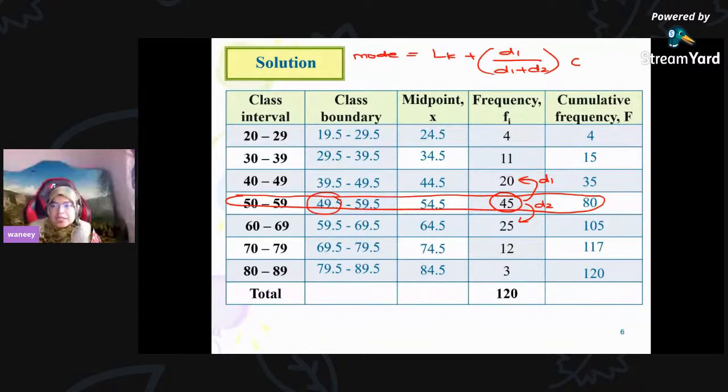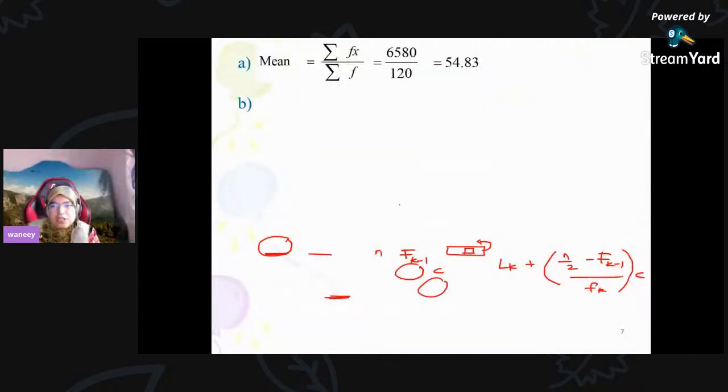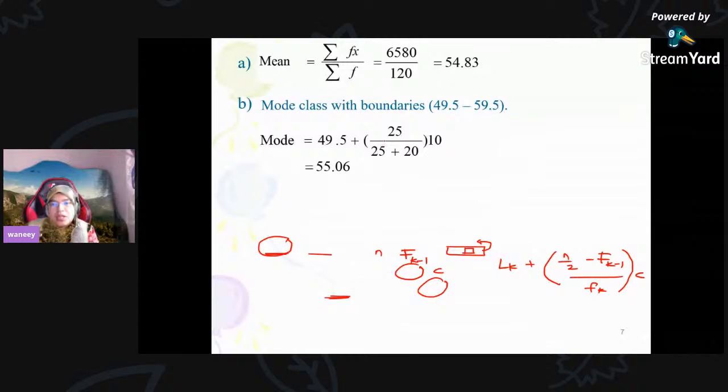D1 is 45 minus 20. D2 is 45 minus 25. And then C is 59.5 minus 49.5. Put into the formula, it will become 49.5 plus 25 over 25 plus 20 multiply with 10. So that will give us 55.06.